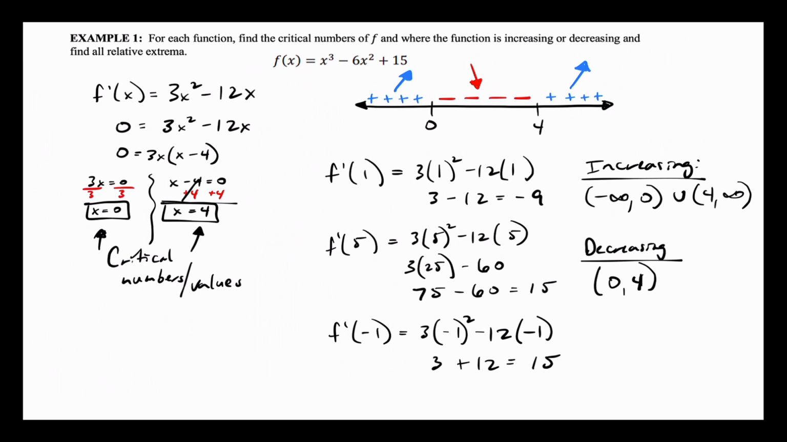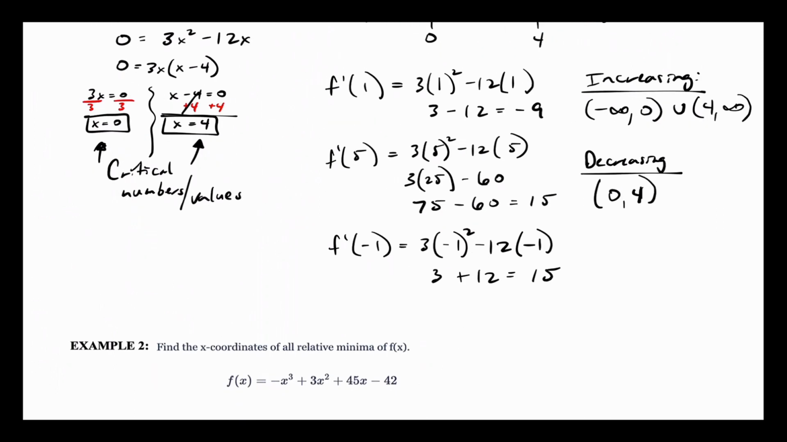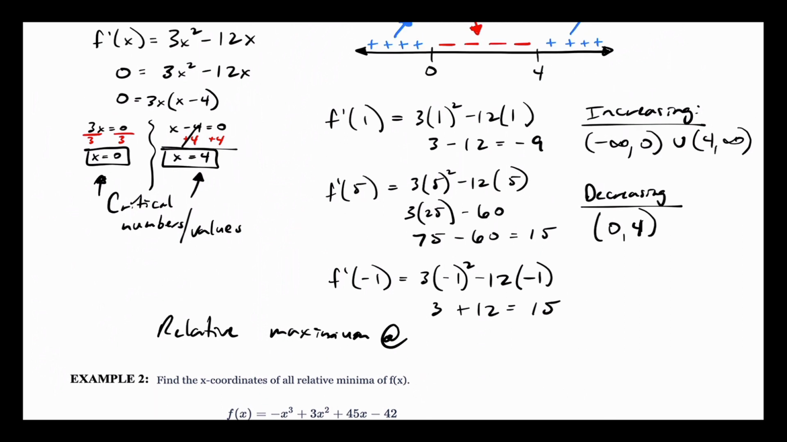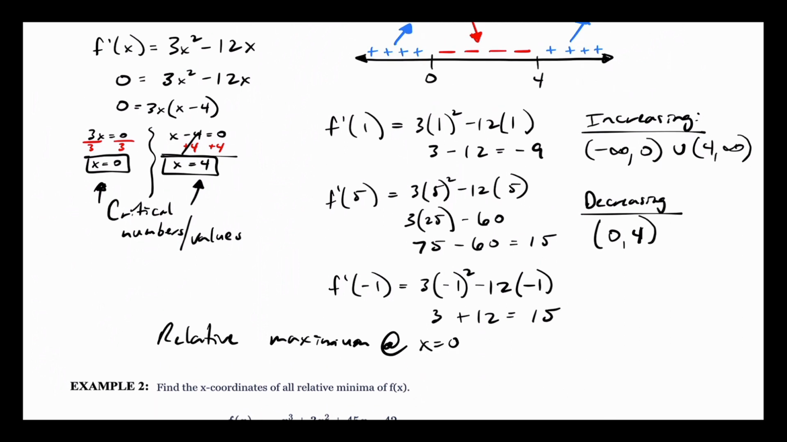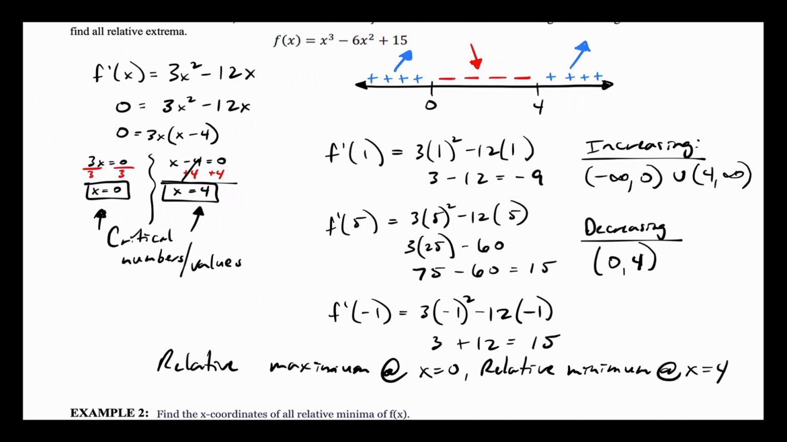Okay, so we're going to write that down. So we'll say relative maximum at x equals 0. Relative minimum at x equals 4. Relative maximum at x equals 0. Relative minimum at x equals 4. We're done. Got everything.